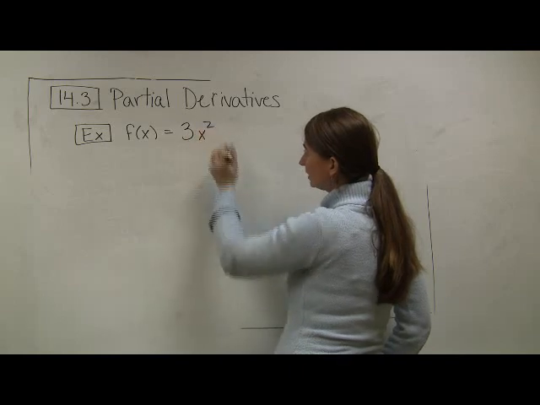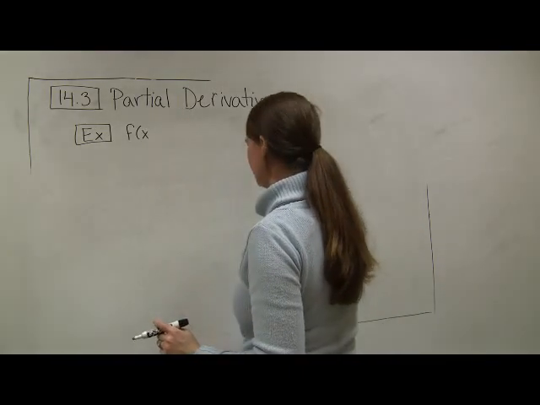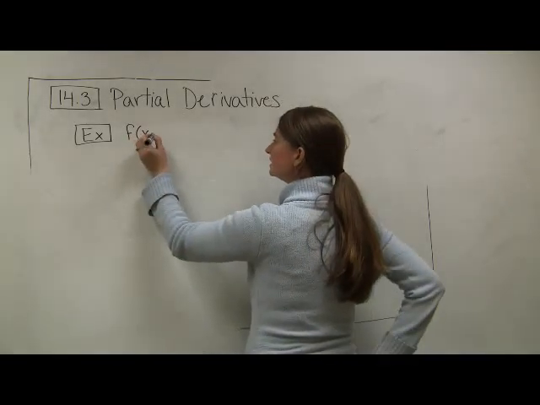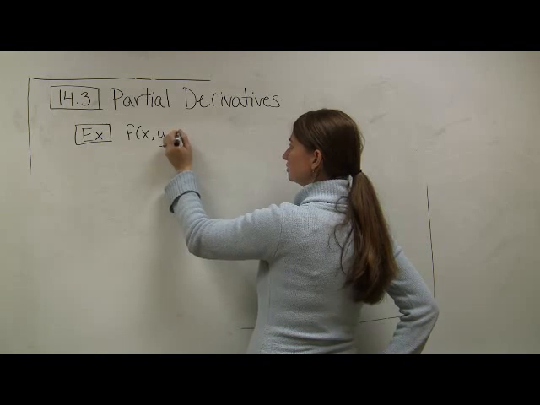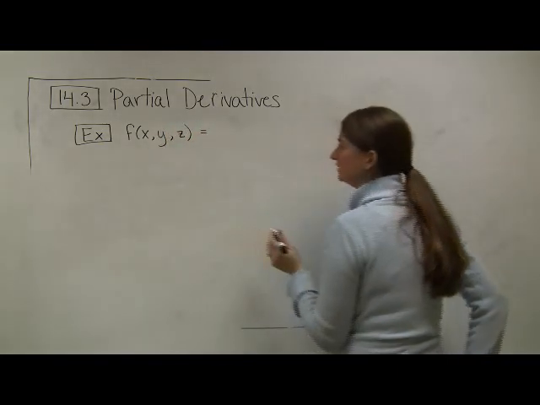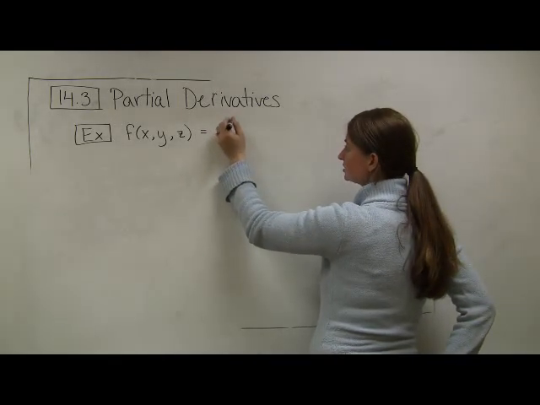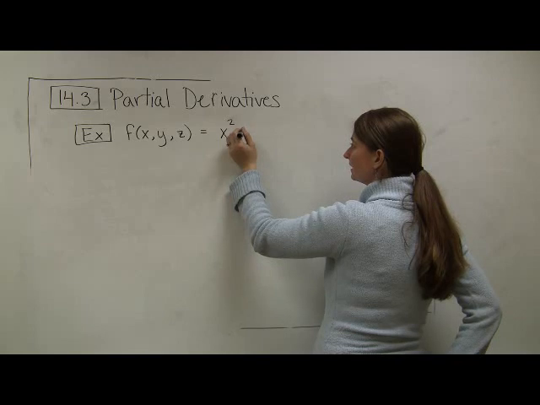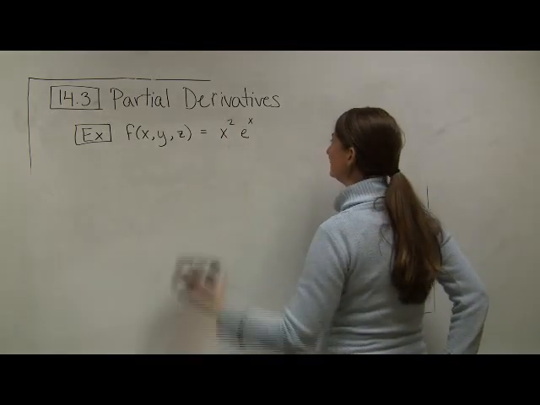Oh, sorry, let me back up. This function isn't going to be a function of just x. Let's say it's a function of not just x and y, but z as well. So I have a 3-variable function, a function f of x, y, and z. And let's say it's given by something like x squared e to the yz.